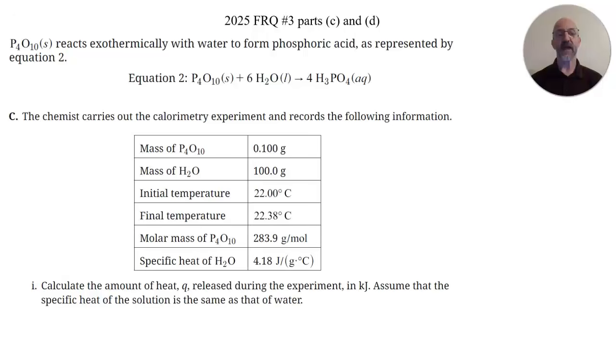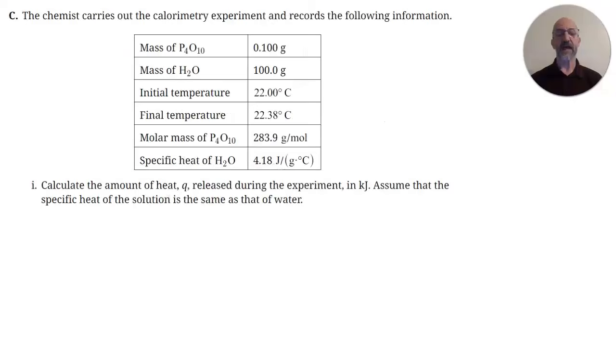The question says that solid P4O10 reacts exothermically with water to form phosphoric acid as represented by equation 2. It says the chemist carries out the calorimetry experiment and records the following information. So we have the mass of the P4O10, the mass of the water, the initial and the final temperature, the molar mass of P4O10, and the specific heat capacity of water. It says, calculate the amount of heat released during the experiment in kilojoules. Assume that the specific heat of the solution is the same as that of water.